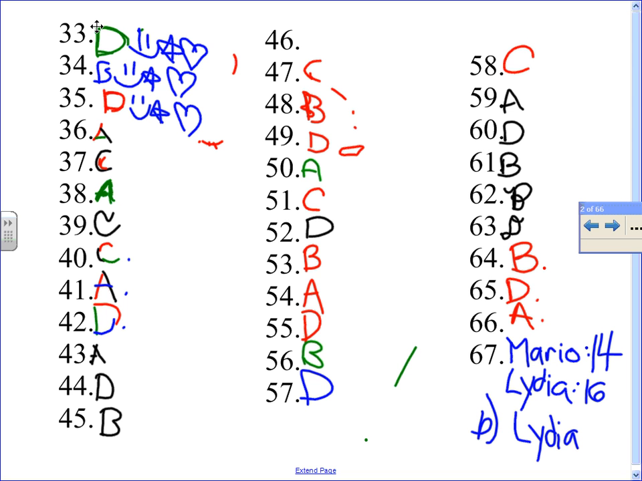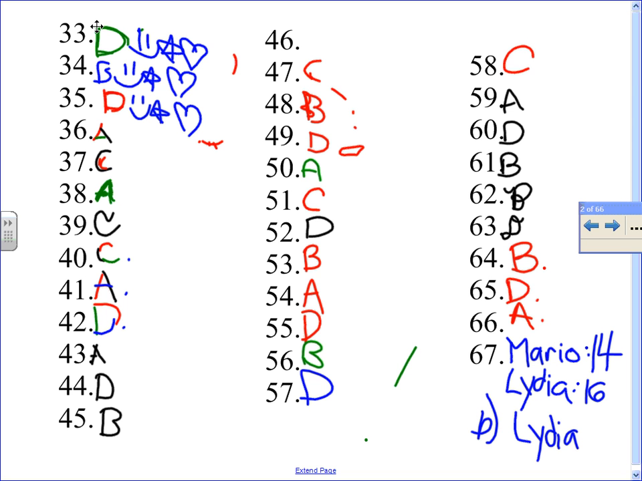All right, next section, 37 to 42. 37 is C. 38 is A. 39 is C. 40 is C. 41 is A. 42 is D. You guys are on a roll. Good job. Questions on 37 to 42.